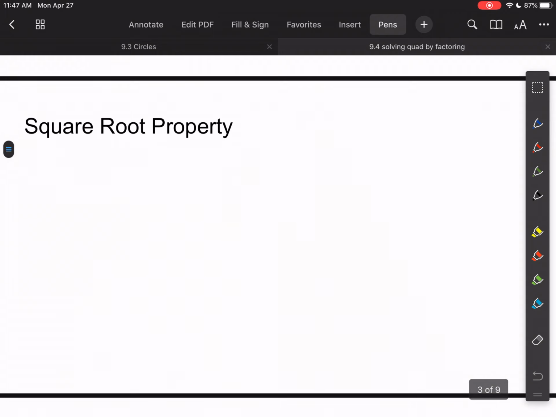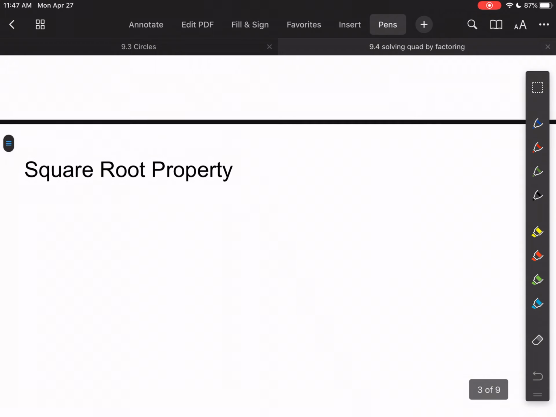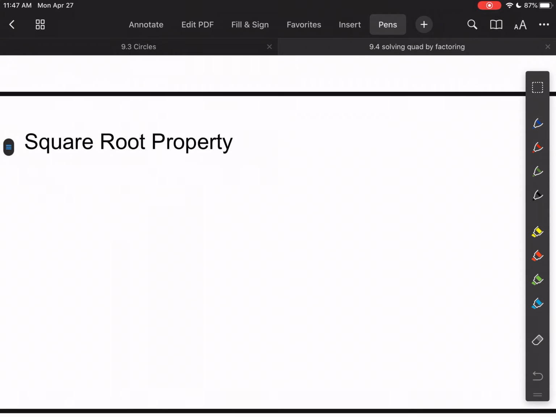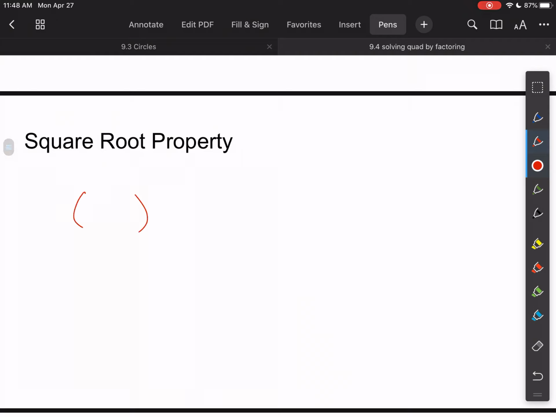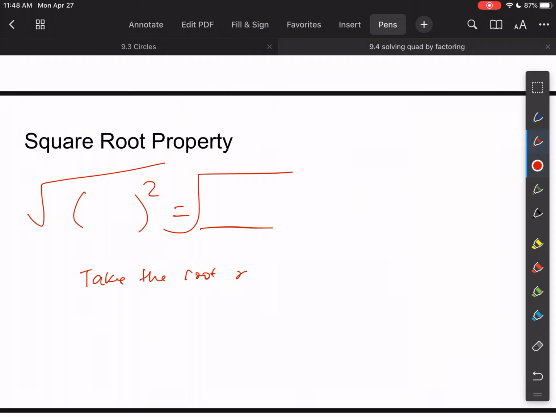But the very first thing that we talked about with 9.4 was the square root property, which basically just says that you can take the square root of both sides. That's all this is saying. So if you have something squared equal to some number, you can simply take the square root of both sides. In short, you can take the root of both sides if you have one thing squared equal to some number.